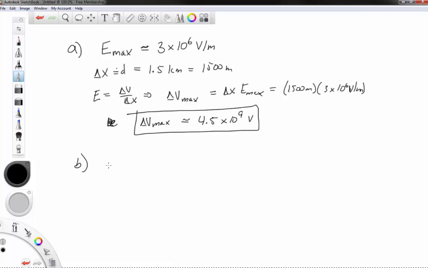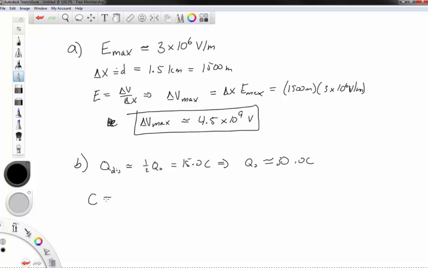B, we're given that Q discharge is roughly half of Q naught, and that is 15.0 coulombs that is being discharged. So this means that Q naught is about 30 coulombs.